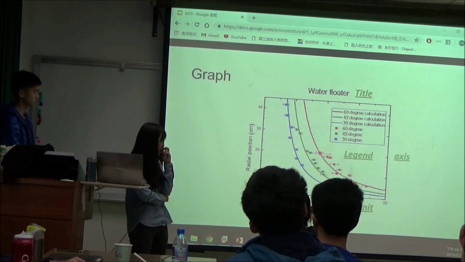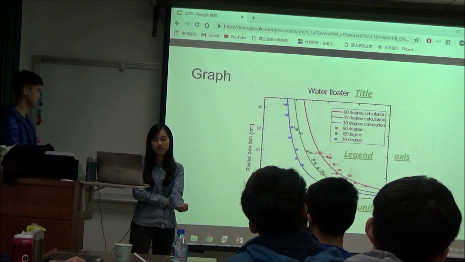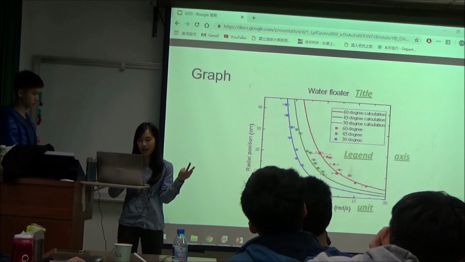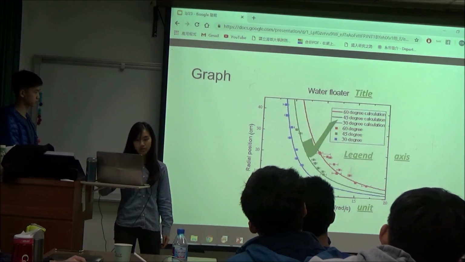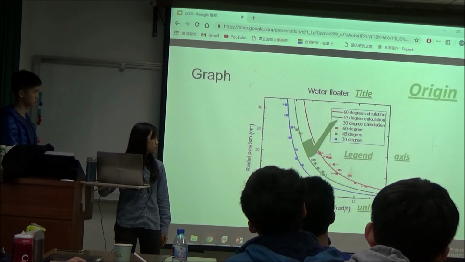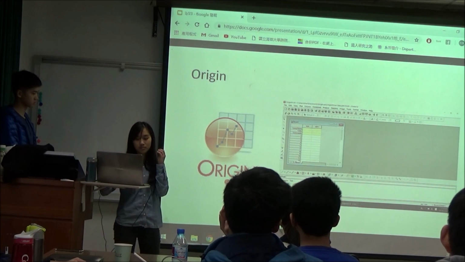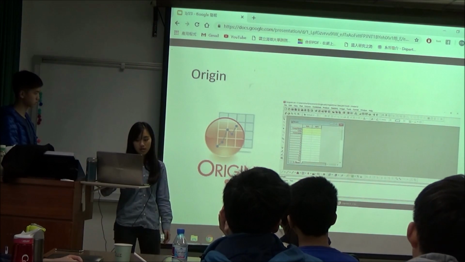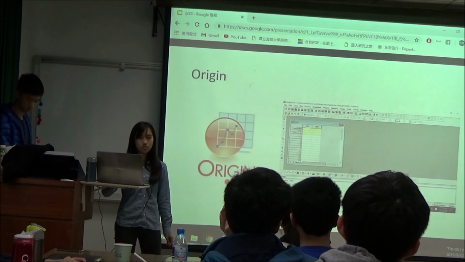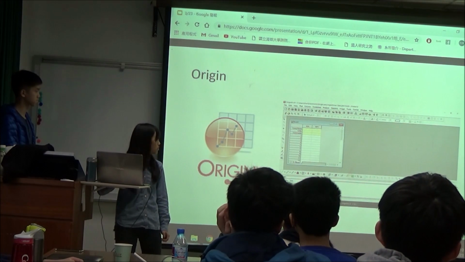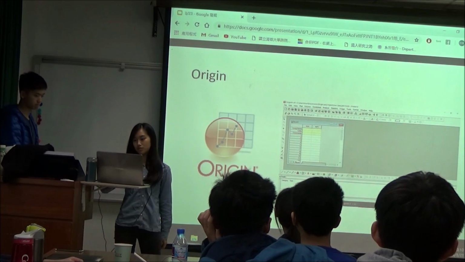To draw this kind of graph, we will not use software such as Excel or Tracker or something else. We usually use Origin to draw this kind of picture. So here I'll give a brief introduction about how to use Origin to draw a qualified graph. So how can I move this to?